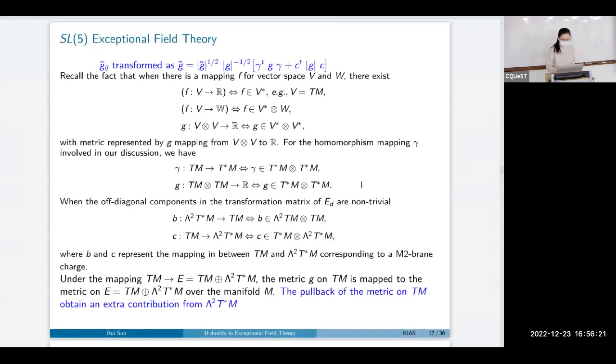So mathematically, is this a proper thing? Let us try to understand from the mathematical point of view. We know the fact that when there's a map F for the vector space, with a V and a W, there exists a map to R and a vector map to the other one. So the matrix defined in this space would have its elements living in this dual tensor or vector space. In our story, when there's a map gamma corresponding to our anchor, this gives Tm to Tm star, and this gamma would be in this space. So the matrix for this would be in this space.